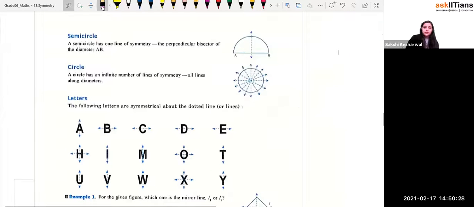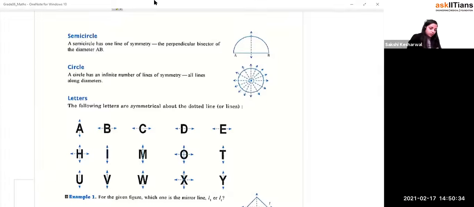Okay, let's come to the semicircle. Semicircle means what? Half of the circle. I don't have a circle right now, but I can draw one. It won't be a nice circle, but I'll try. You need a compass to draw this, and I don't have one, so it looks somewhat like a circle. This is an entire circle, and this is a semicircle.